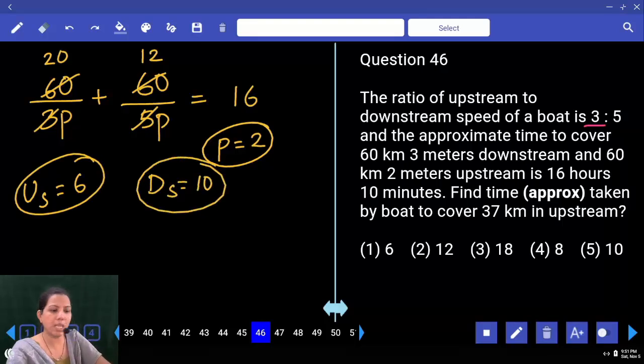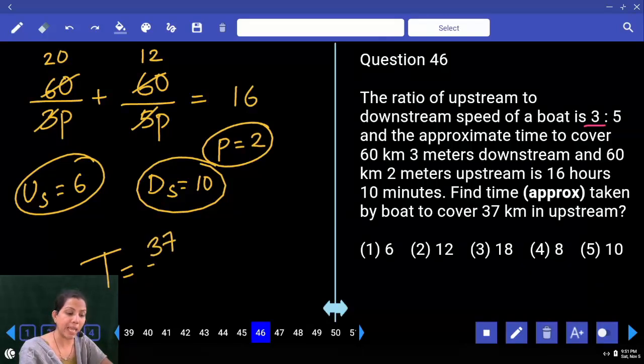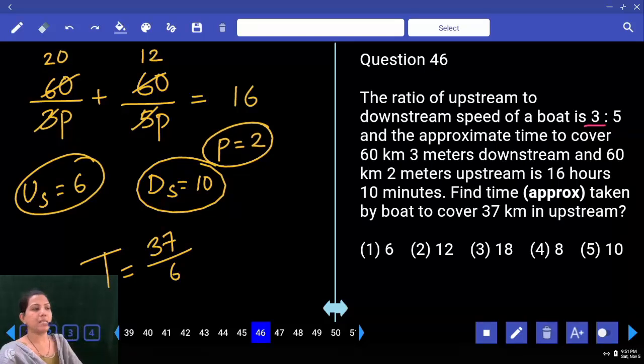Next, your question is find the time. What is the time formula? Distance by speed. Find the time taken by the boat to cover 37 kilometer in upstream. 37 by 6. What is 37 by 6? Approximate value 6 point. So it is only 6, first option.